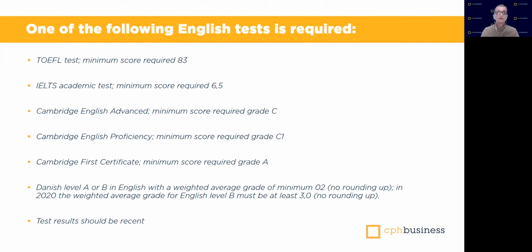Also, we accept some of the Cambridge tests, and if you're in this country and have taken either Danish level A or B in English, you can send that in for us. And you can see the minimum average grades that you need to have in order to prove that you pass the test. You should know that these test results should be quite recent, so that means within the past 3 years or so, you have had to pass these tests, and then you can send them in when you apply.